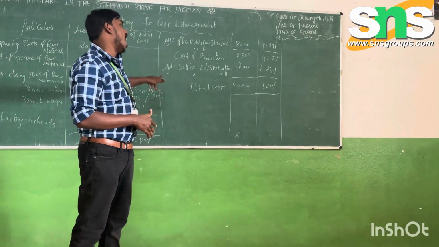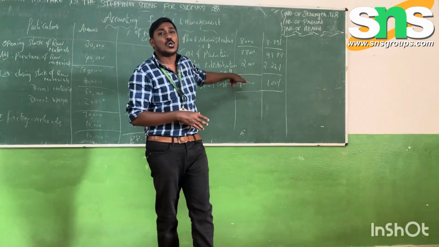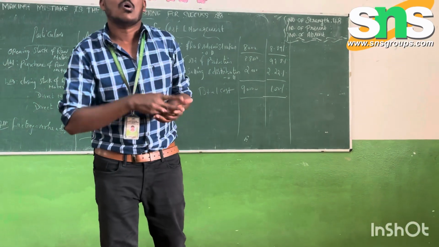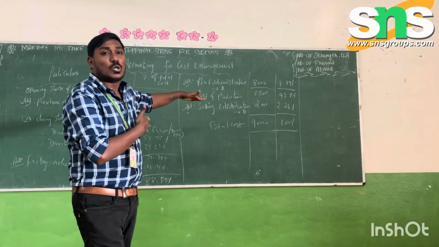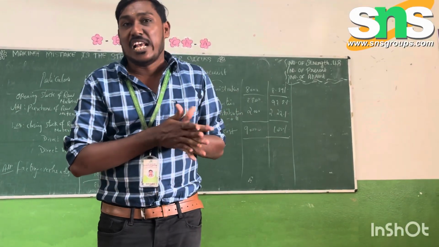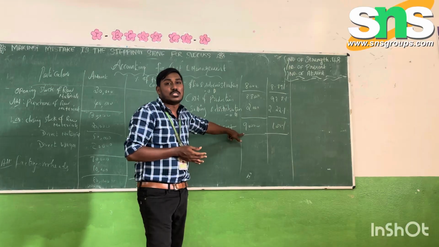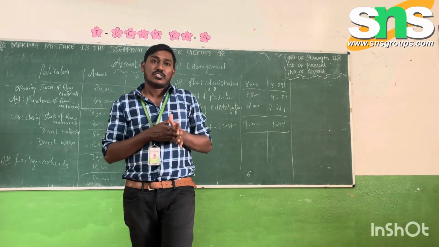After this, the final stage is selling and distribution overheads. The selling and distribution overheads in the question are given as 2,000. We are going to add this 2,000 to the cost of production and we finally get the total cost of sales. So here in this sum, the total cost of sales is 90,000. We find that 90,000 is the answer for this question.